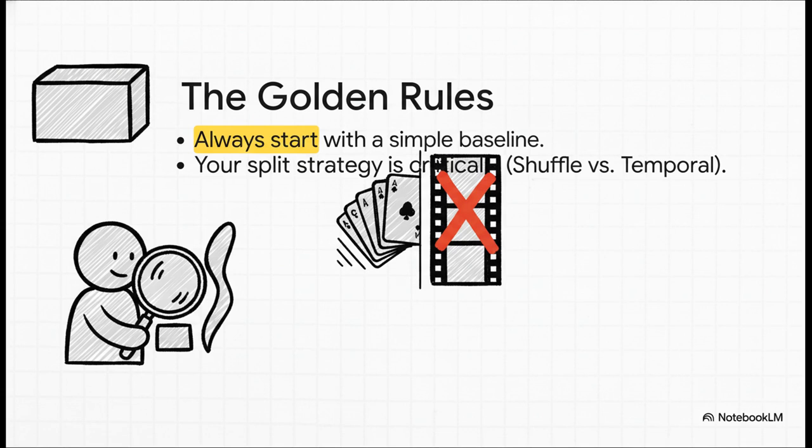Rule number two, how you split your data for testing is absolutely critical. For tables, you shuffle. For timelines, you remember that cardinal sin, right? You never, ever shuffle. And rule number three, which is maybe the most important, you have to understand your data's personality before you even think about picking an algorithm.